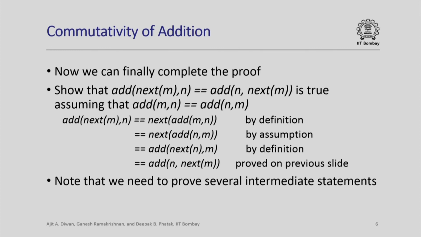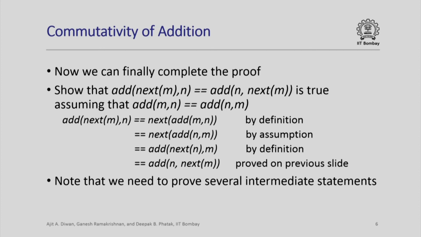Now we can finally complete the proof. So we want to prove that add of next m comma n is add of next n comma next m. We have shown that this holds for when m is equal to 0. Now we want to assume that it holds for m and show that it is true for next m. So add of next m comma n equals add of n comma next n, assuming add m n is add n m. So again simplify in the same way, add next m comma n is next of add of m comma n. This is the definition of the add operation. This is equal to next of add of n comma m.